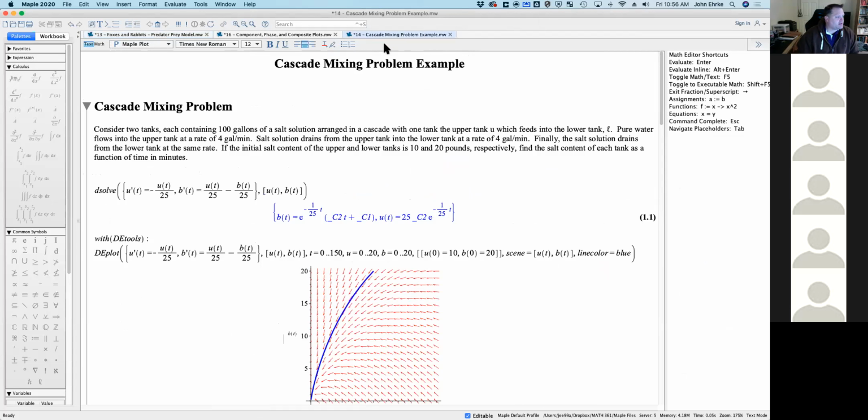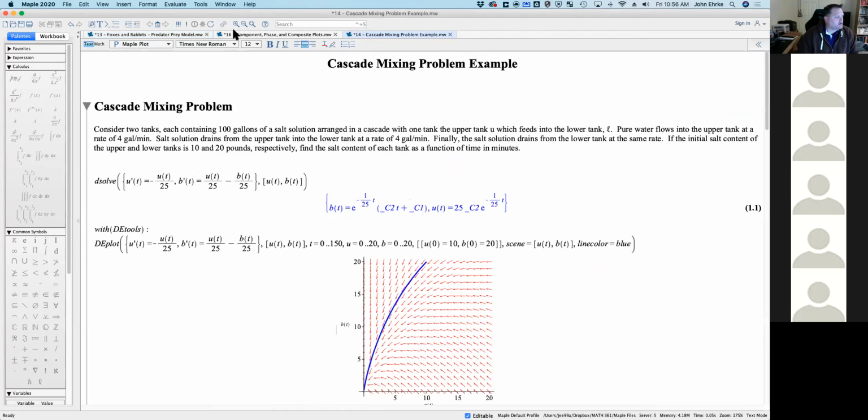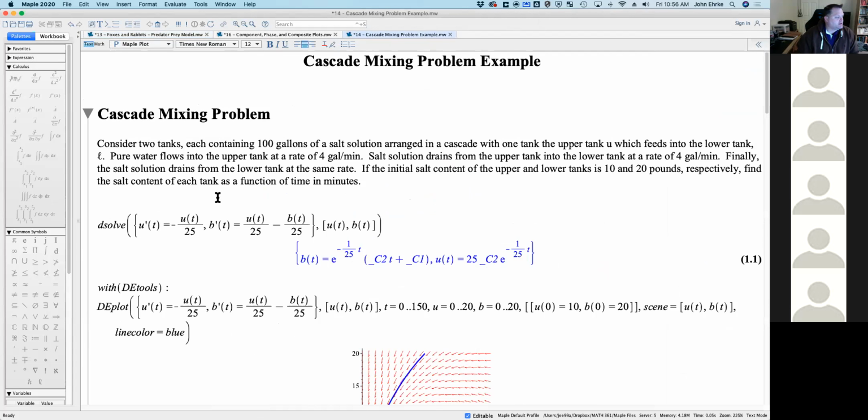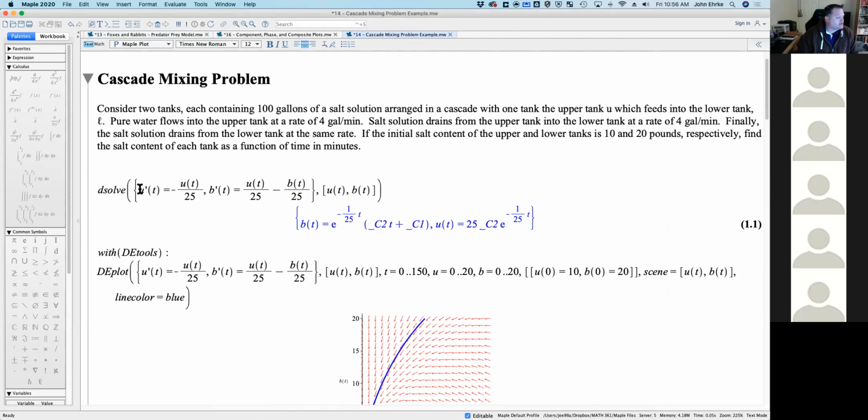So this Maple file is called Cascade Mixing Problem Example. You can find it uploaded on Canvas. I think I used upper and bottom here, so up and bottom tank, but this is the problem that we just got through looking at. And then here is the general solution for each of these. So that's the upper tank over time, and this is the bottom tank over time.